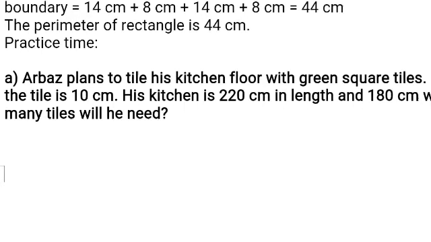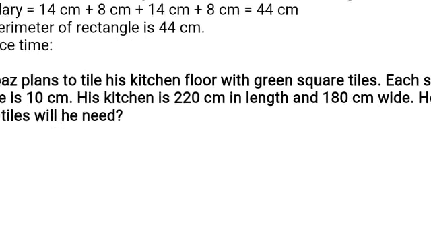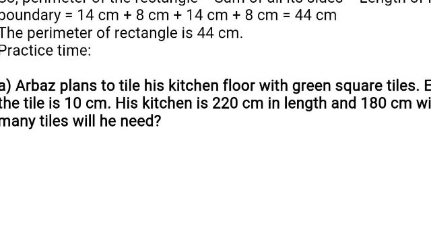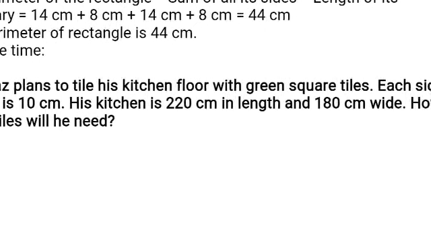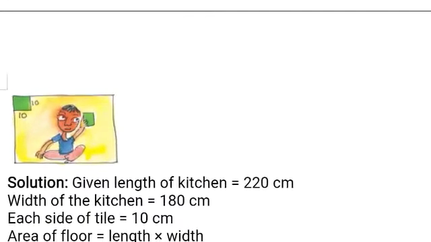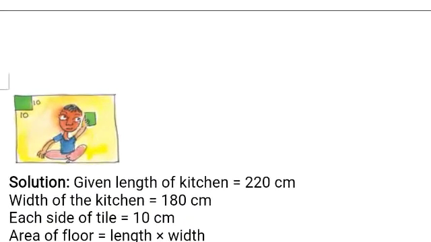Arbaz plans to tile his kitchen floor with green square tiles. Each side of the tile is 10 centimeter. His kitchen is 220 centimeter in length and 180 centimeter wide. How many tiles will he need? So this is the kitchen. The length of the kitchen is 220 and the width of the kitchen is 180.